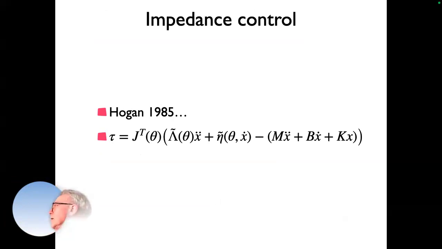Someone called Hogan came up with a scheme of how to do compliant control, where you could really compute the torques you have to apply to create a well-defined property at the end effector level. I have to transform that into joint space to know how to do that.